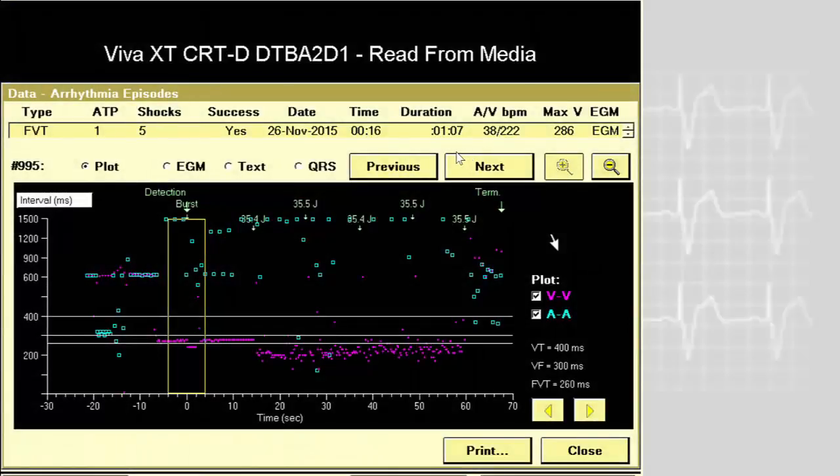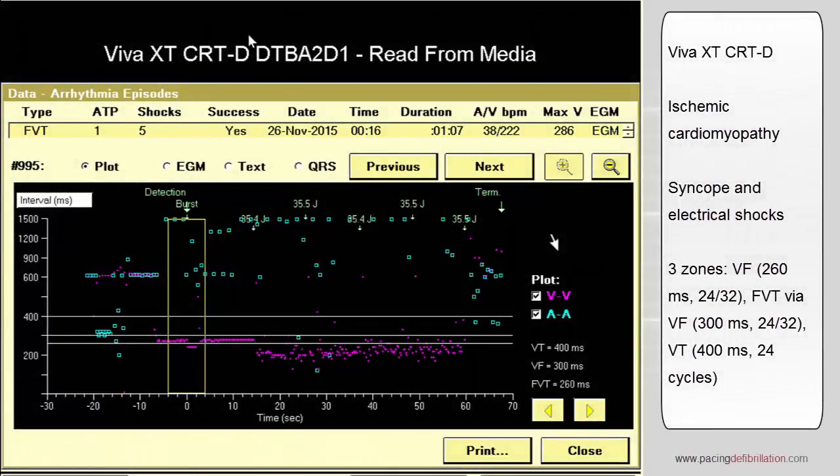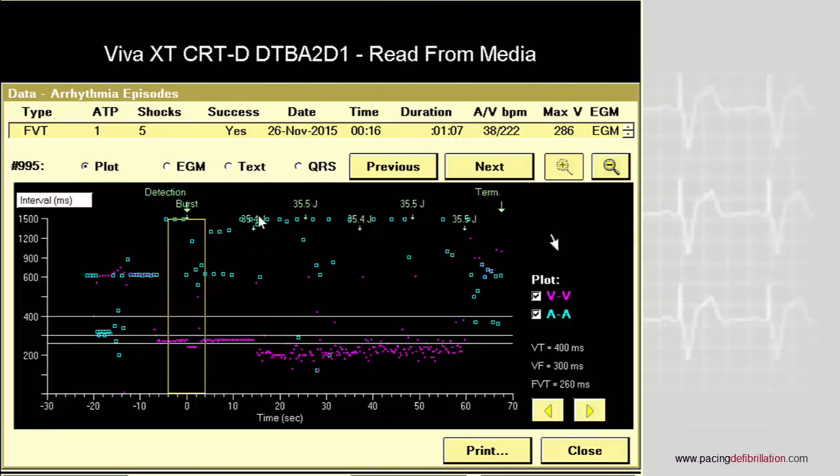This is a patient with ischemic cardiomyopathy, implanted with a CRTD and hospitalized for syncope. You can see that this episode was initially a fast VT episode. It required a first burst. This burst was inefficient, and then a first maximal shock was delivered.